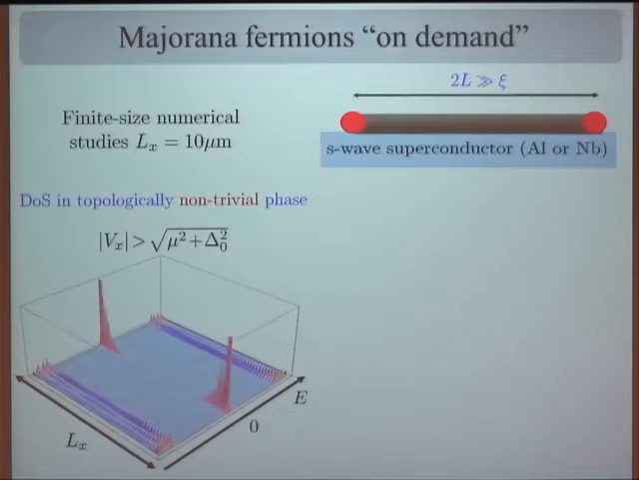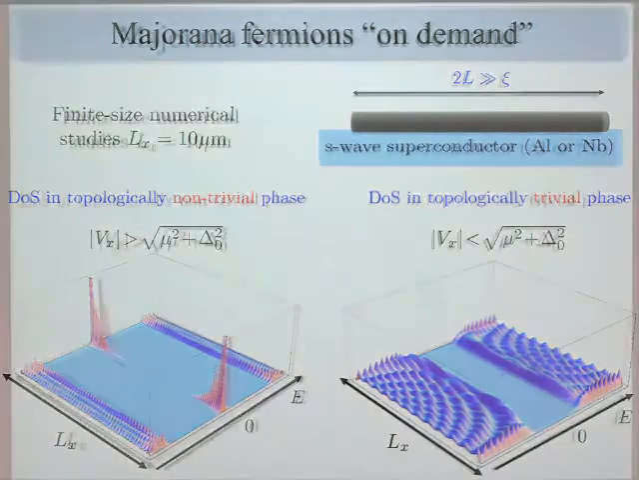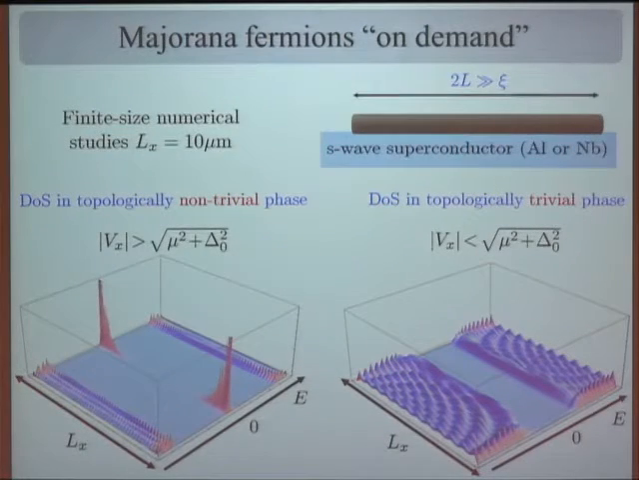And you can see that you have zero energy states at the ends where the magnetic field is in the right regime. And in the opposite regime, you just don't have anything. So they disappear.